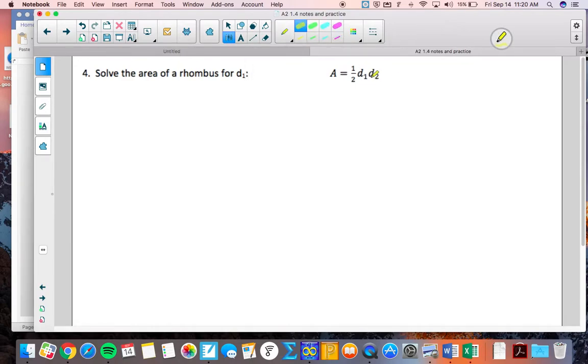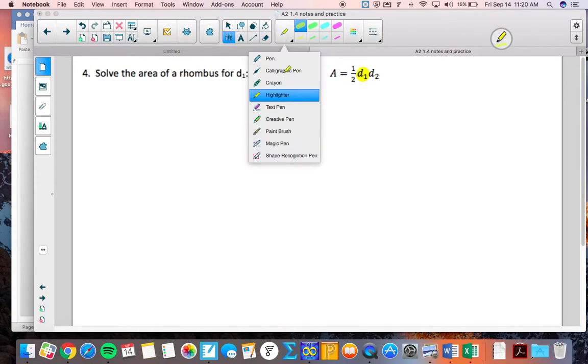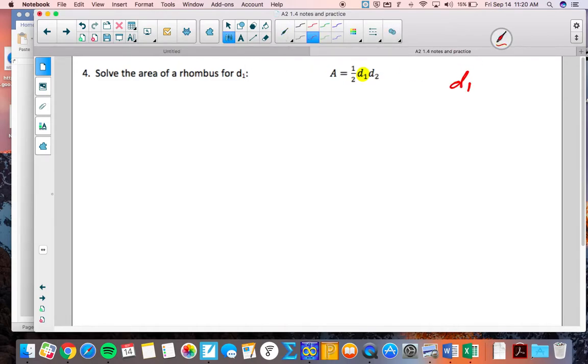So what is happening to d sub 1, or diagonal number 1? It is getting multiplied by d sub 2. It's also getting multiplied by 1/2. And I could have put these together. I could have said multiplied by 1/2 d2. This one, for some reason, I feel like it's going to be better to take them one at a time. Now, these are on the same level of operations. So you can choose which one you undo first.